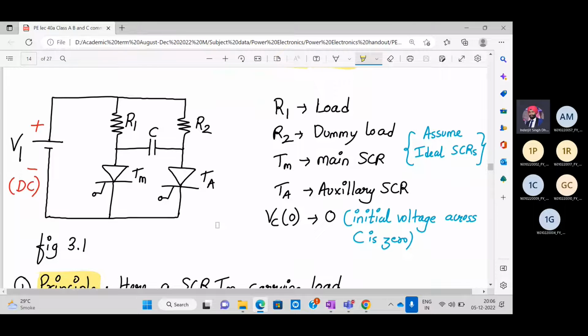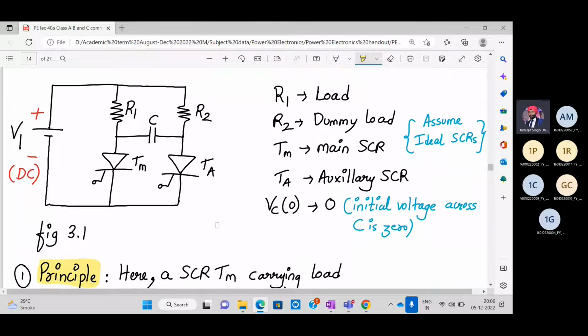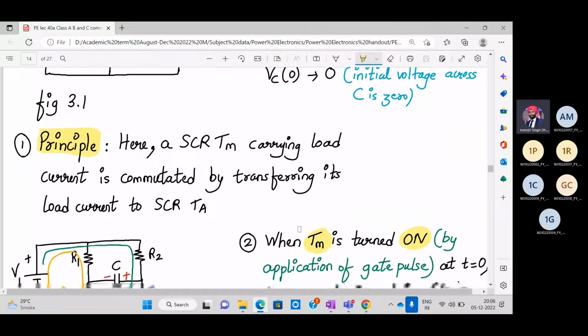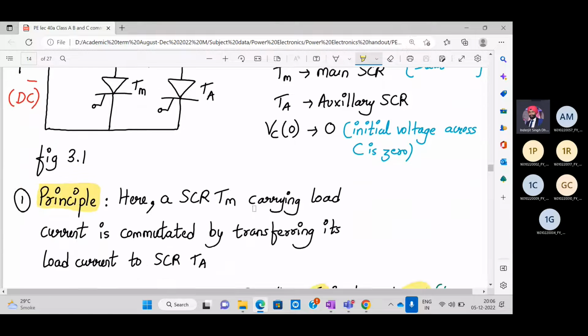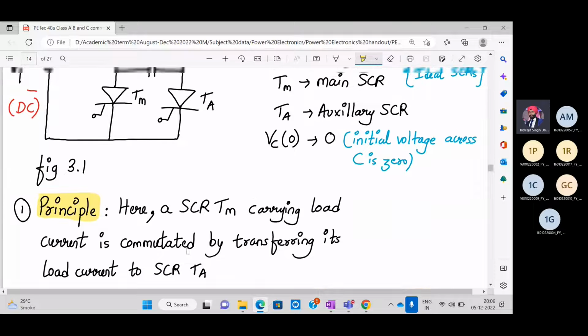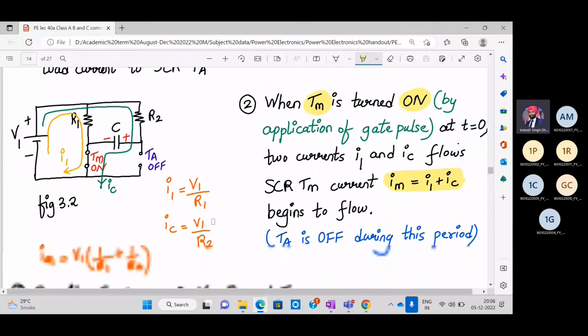All right. So let's start understanding. The basic principle here is that once you turn on the TM transistor, to turn it off you have to turn on the TA transistor. That means to turn off the main SCR, you have to turn on the auxiliary SCR. So this is the principle. Here SCR-TM is carrying the load current and is commutated by transferring its load current to SCR-TA. I will explain how this happens.